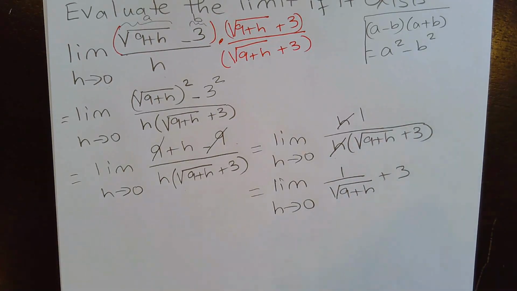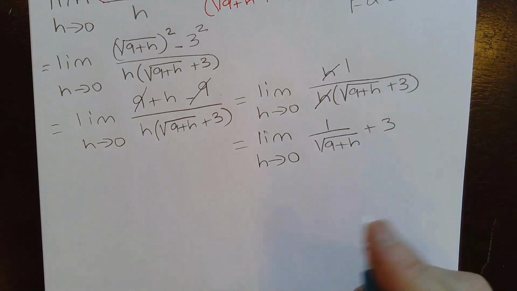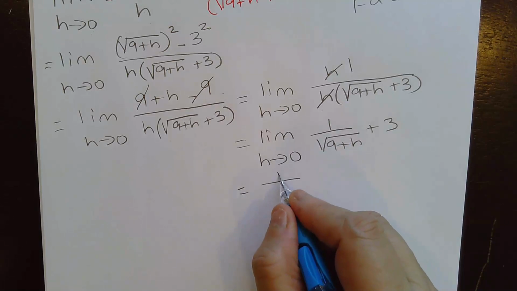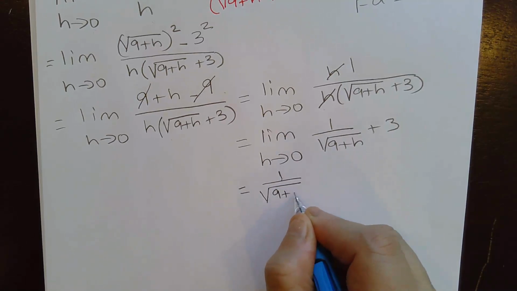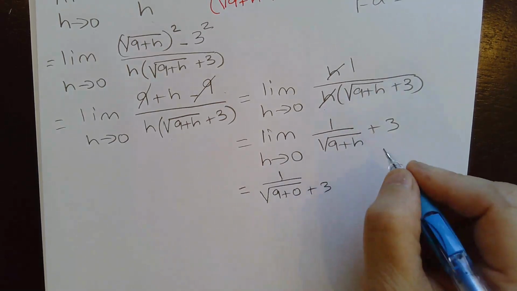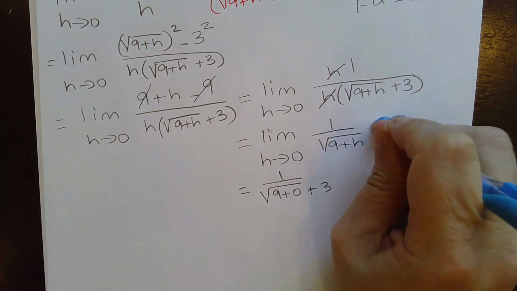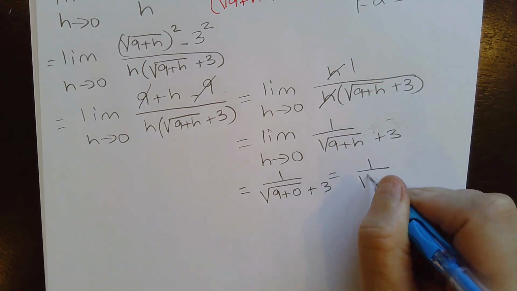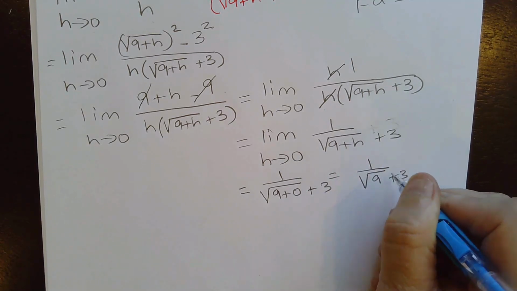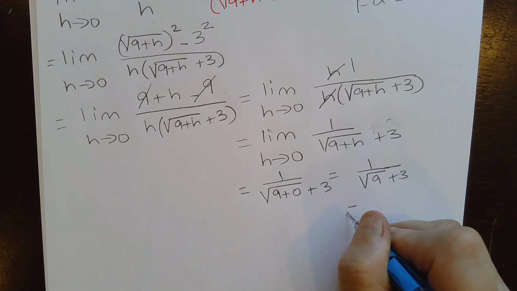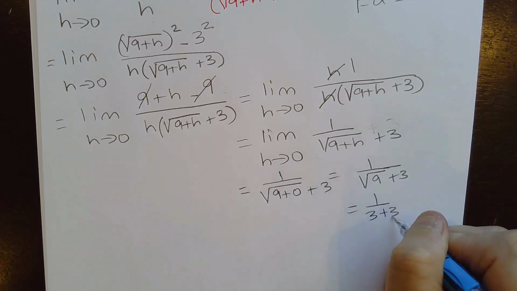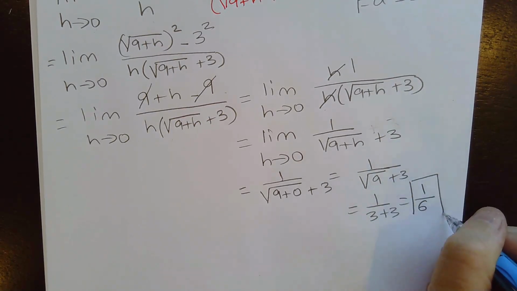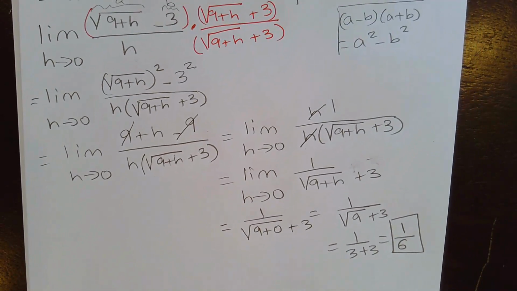Now you can apply direct substitution. If you apply direct substitution, what do we get? We have 1 over, plug in 0 for h, square root of 9 plus 0 plus 3, whoops, this is in the denominator, and that will give us 1 over square root of 9 plus 3, and square root of 9 is 3, so 3 plus 3, and that is equal to 1 over 6. So the limit in our example exists and it's equal to 1 over 6.